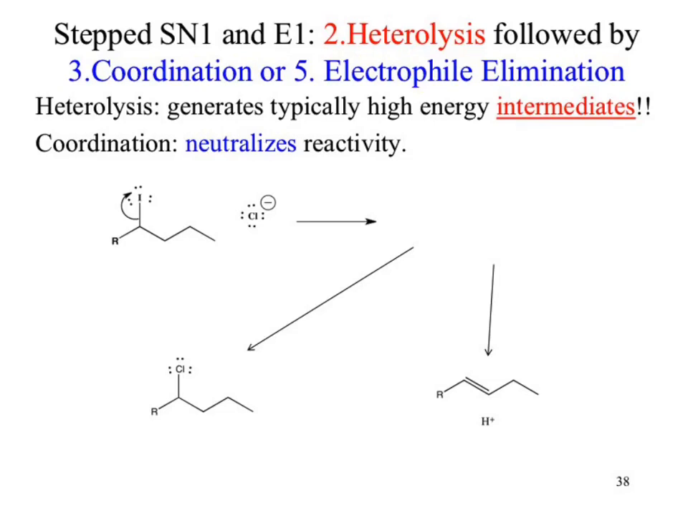Okay? For the SN1 and E1, these are stepped mechanisms. Instead of doing everything at once, we're breaking them into smaller steps. The very first step is heterolysis. Okay? We're going to break the carbon leaving group bond first. Why break that one first? Because in an E1, don't I have to break a carbon-hydrogen bond? Why do the leaving group bond first?